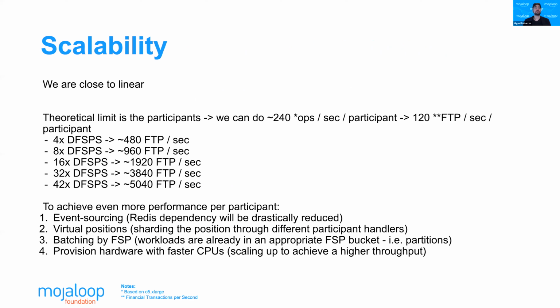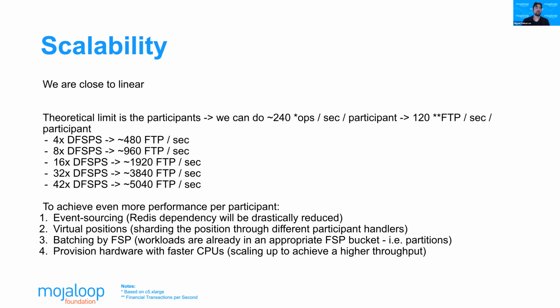Yeah, next slide. Okay, so just having a closer look at the scalability. Touching on something you just said on the previous slide, Miller: by observing what we have, we generally see about 240 operations per second per participant. The caveat is this is based on a C5 extra large instance, and the participants are doing the prepares and the fulfills, so that equates to 120 financial transactions per second per participant.